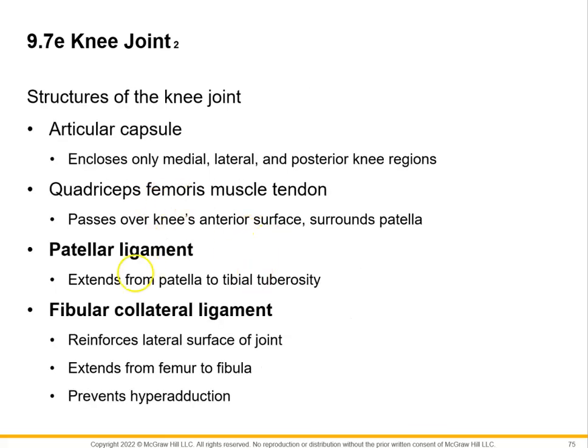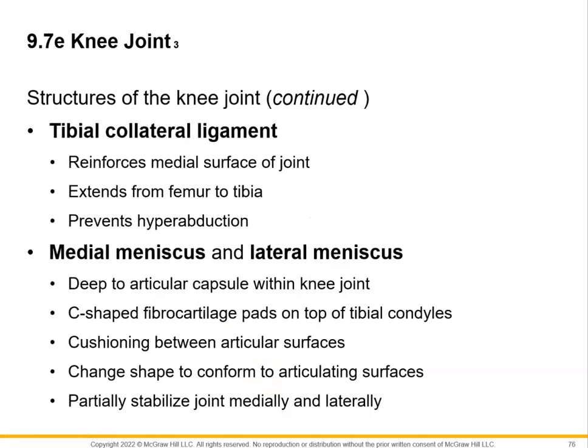The patellar ligament extends from the patella to the tibial tuberosity. The fibular collateral ligament reinforces the lateral surface of the joint, and this is going to extend from the femur to the fibula and prevents hyperadduction. And you have the tibial collateral ligament, which reinforces the medial surface of the joint, extends from the femur to the tibia, and prevents hyperabduction.